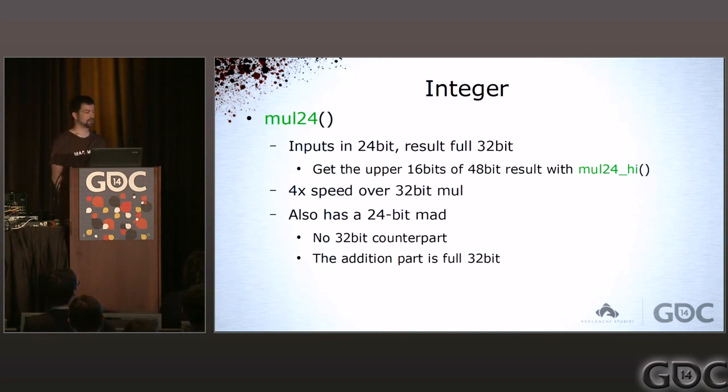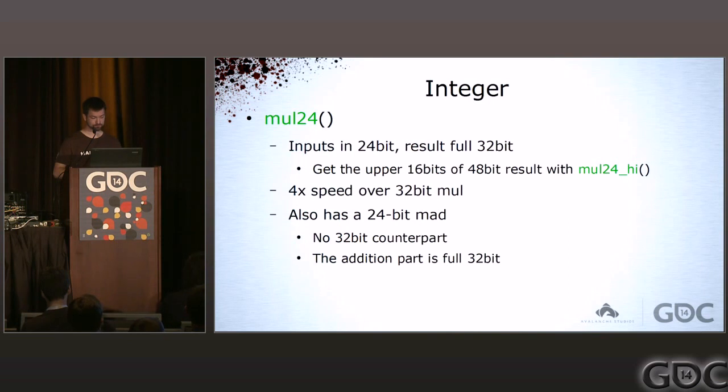Integer multiplies, the 24-bit multiply is full rate, as I said before. The way this works is that even though the input registers are obviously 32-bit, it only uses the lower 24 bits. However, the result that comes out in the end is the full 32-bit. And you can actually even get the upper 16 bits with another instruction. So you get sort of the full 48-bit result. So this is a 4 times speed advantage over 32-bit multiplies.